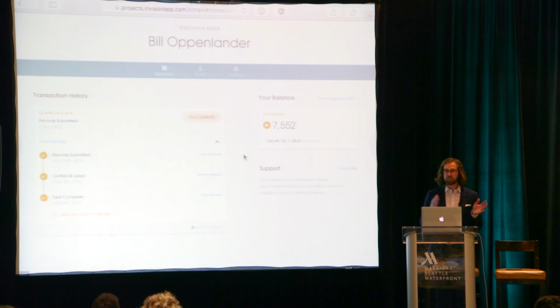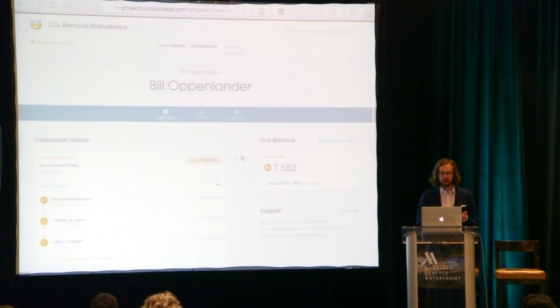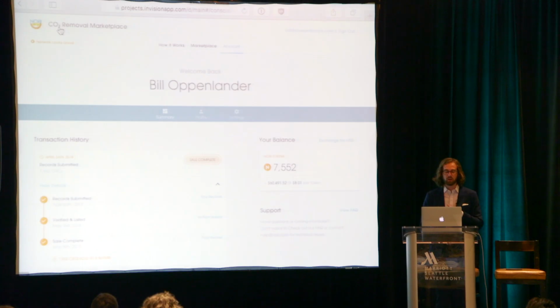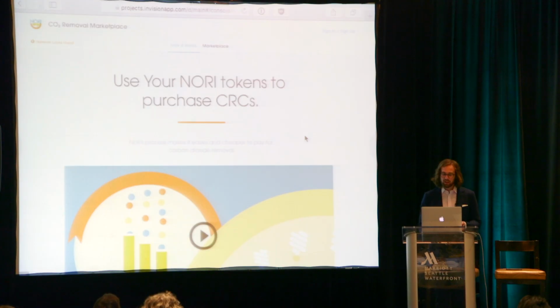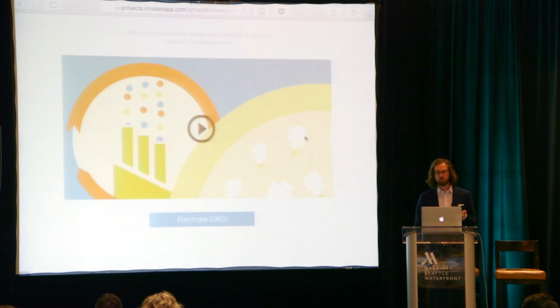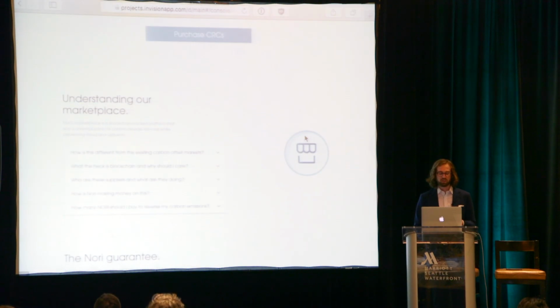So that's the life cycle of a CRC from a supplier side. So now we're going to take a look at the buyer's end of the picture and what that looks like. So we're back at the home page. Buyers start here. We have a very similar landing page that explains how this process works. You can see the video of what Nori is doing.